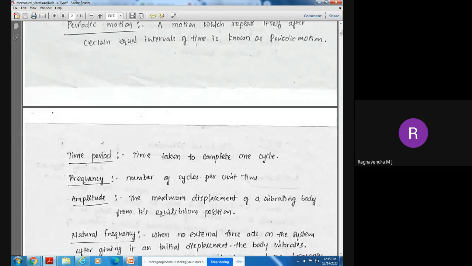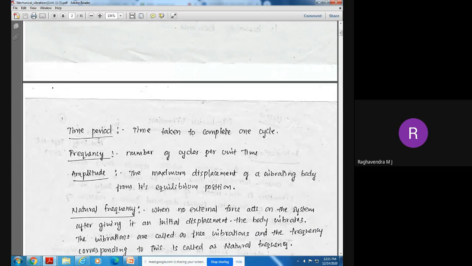Time period. To complete one cycle, how much time the body or a particle is going to take, that is called the time period. The time taken to complete one cycle is called the time period. Next is frequency. How many cycles per second the body or a particle is going to complete per unit time, that may be per second or per minute. So the number of cycles per unit time is called frequency. The unit of frequency is hertz. Time period is measured in seconds, so the unit of time period is seconds.